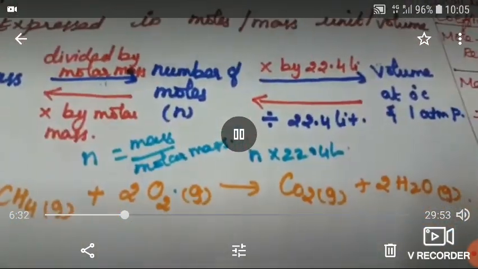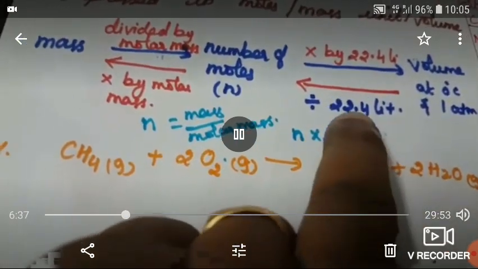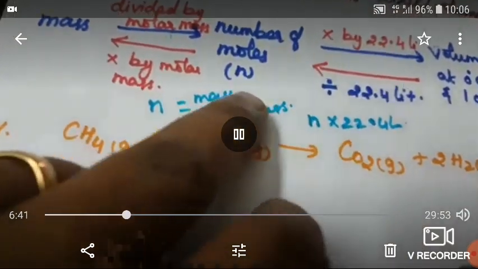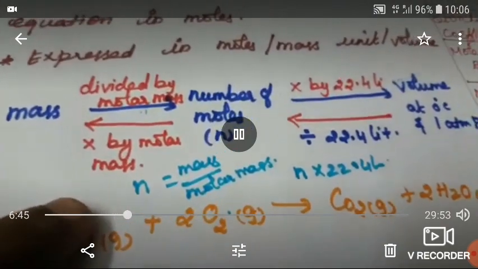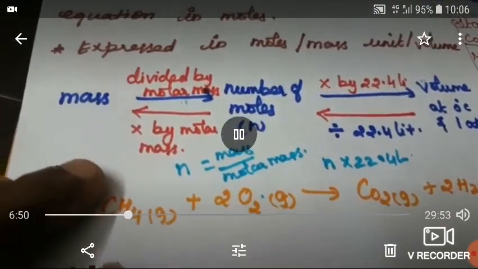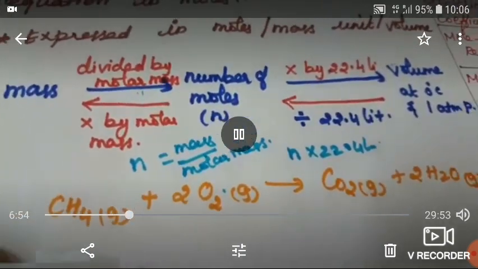Again another one, how to convert the volume. So volume is converted back to number of moles. Volume is converted into number of moles means it is divided by 22.4 liters. Okay, so again number of moles is converted to mass means that is multiplied by molar mass. Okay, so this is the mass, number of moles, volume relation. Mass can be converted into number of moles, and number of moles is converted into volume.